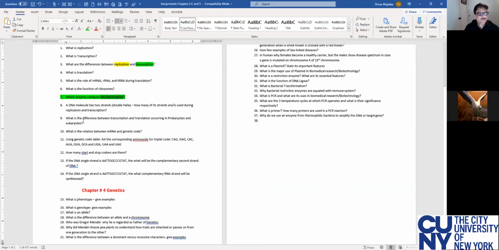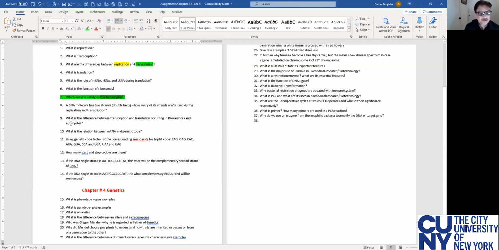What are the differences between transcription and translation occurring in prokaryotes and eukaryotes? I started my lecture by highlighting this difference. Transcription in prokaryotes occurs in the cytosol. Transcription in eukaryotes happens in the nucleus. Translation in prokaryotes is in the cytosol. Translation in eukaryotes is also in the cytosol.